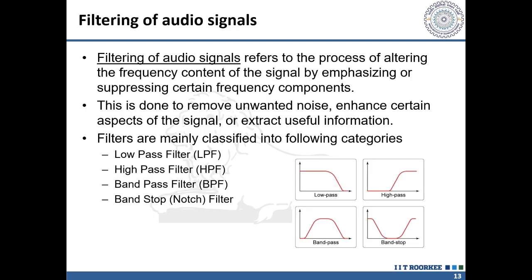So now what we are going to do is filter this very audio. And before that, let me introduce you to what filtering of audio signals really is. Filtering is basically altering the frequency content by emphasizing or suppressing certain frequency components. We can remove unwanted noise, enhance certain aspects of the signal, or extract useful information. We'll be focusing on four particular types of filters in this presentation: the low pass filter, high pass filter, band pass filter, and the band stop filter.